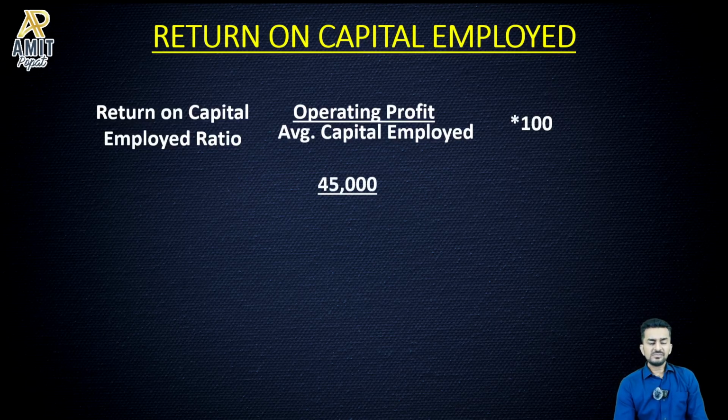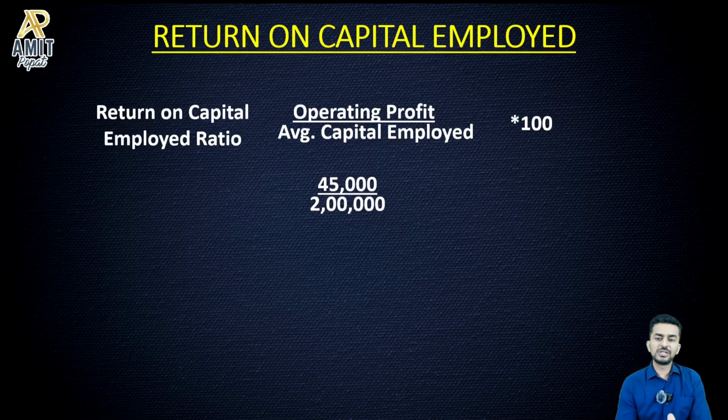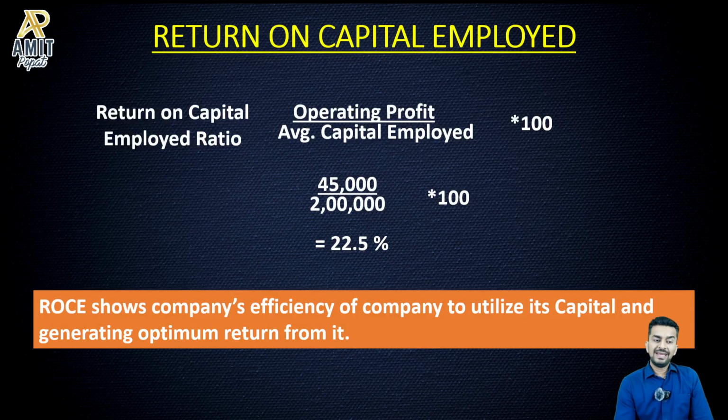So, in our company, operating profit is 45,000. Average capital employed. Here, average should be taken, but in our company, as it's a new company, we will not take average. In case of an old company, you should take average. So 45,000 divided by 2 lakh into 100, that will give me 22.5%. And ROC shows company's efficiency to utilize its capital and generate the best.